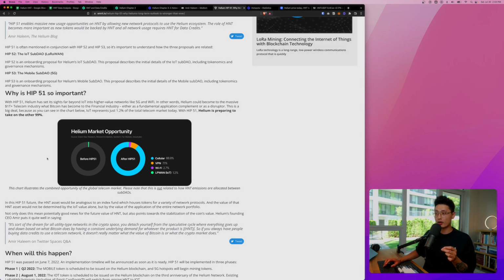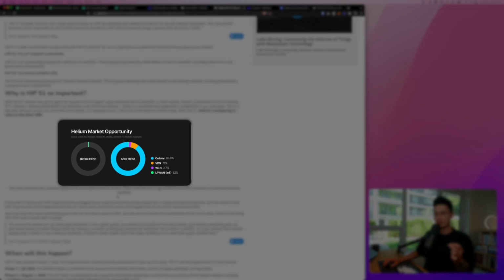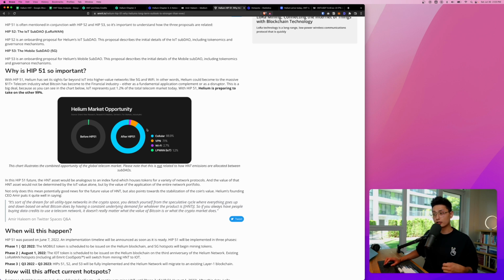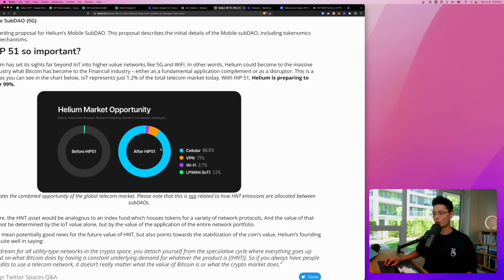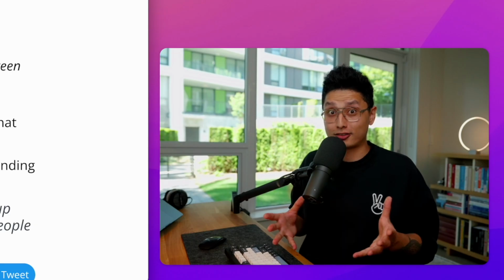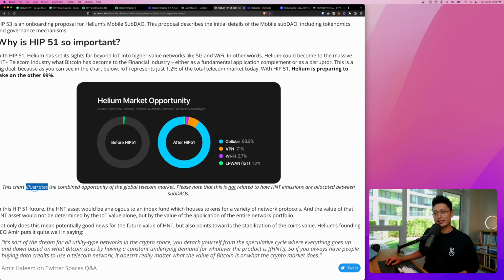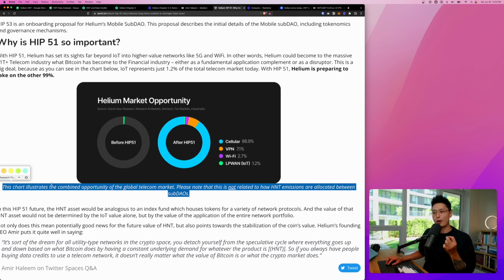By the way, this one graph is causing a lot of controversy, conflict and misinformation on the internet, because some people I came across literally took this chart, said this is the future for Helium Network, and from now on we're earning 88.9% cellular, 7.1% VPN, 2.7%, so we're only squeezed here to 1.2%. And that is the narrative happening in the market. However, read the bottom here. This chart illustrates the combined opportunity of the global telecom market.